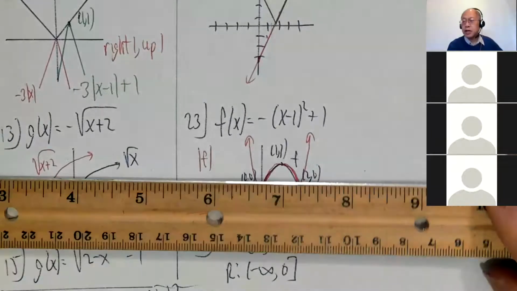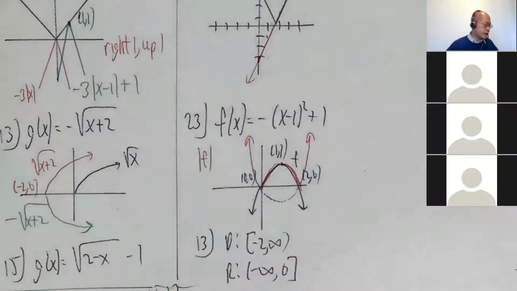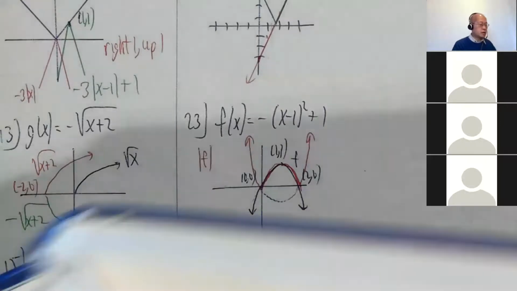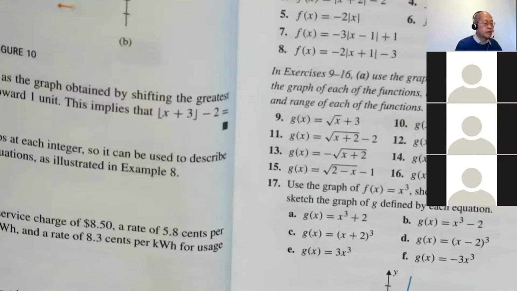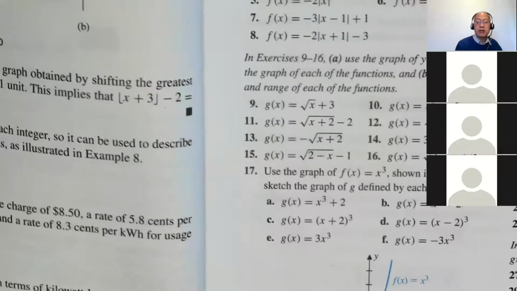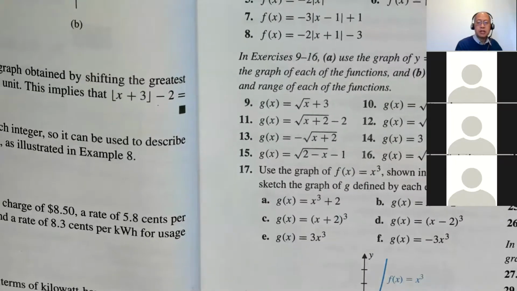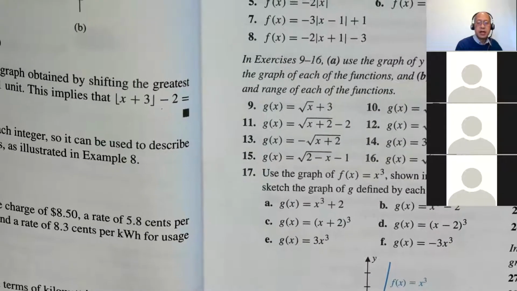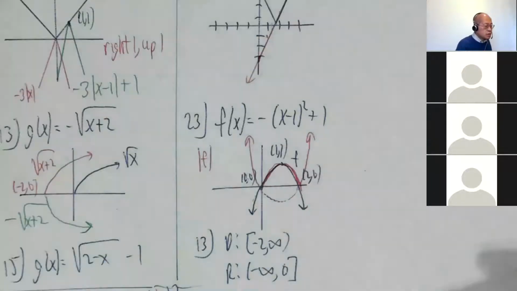All right, last thing I was going to do for today is go back and talk about domains. I intentionally didn't do any domains, but now that we have the graphs, we'll go to it. So find a domain and range of each of the functions. Okay, so let me go back to 13, negative square root of x plus 2.